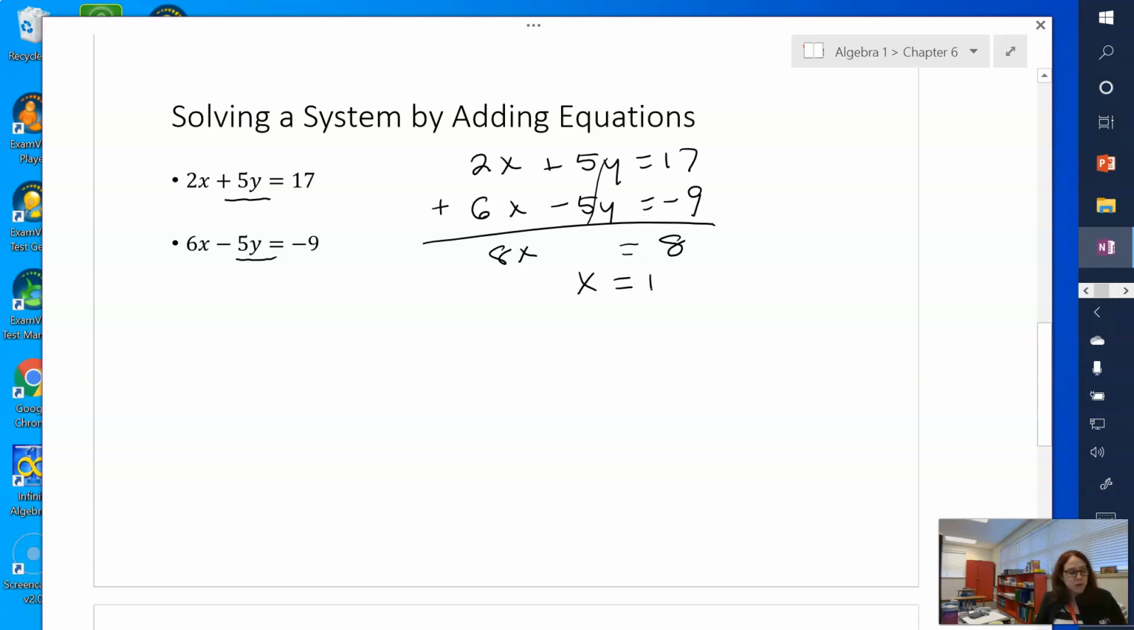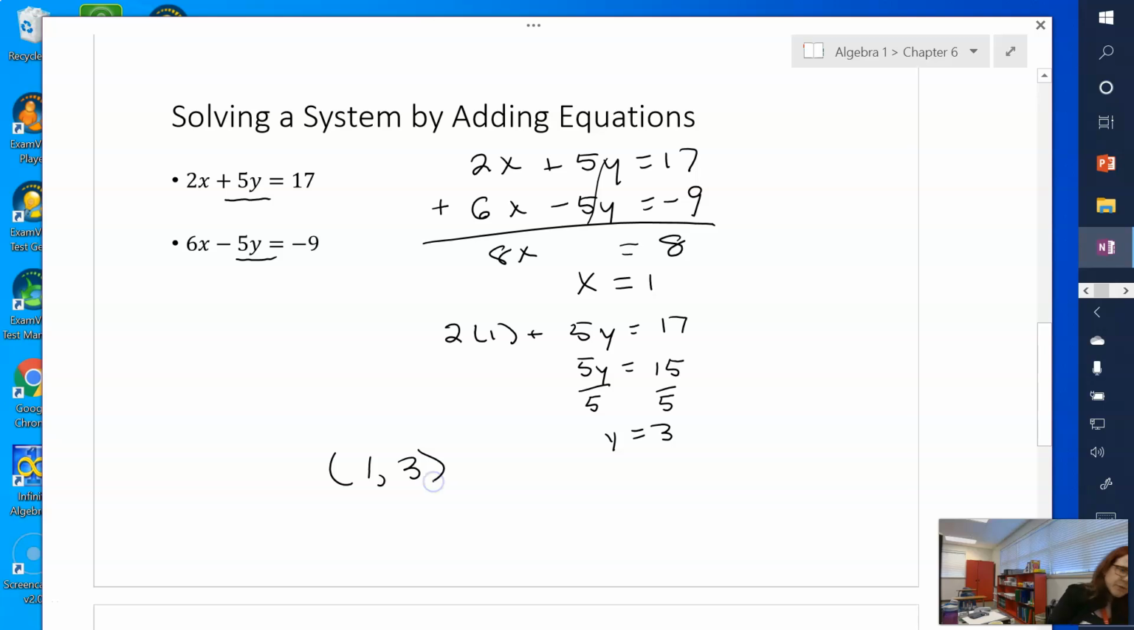All I have to do is go back into either one of those equations, plug in that x, and solve for y. Let's just go to the first equation. So 2 times 1 plus 5y equals 17. I'm going to get 5y equals 15 because I subtract 2 from both sides. Then I'm going to divide both sides by 5. And I get y equals 3. So my answer for this one is 1, 3.